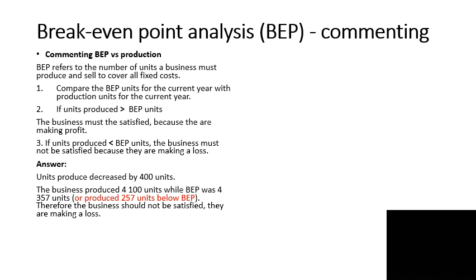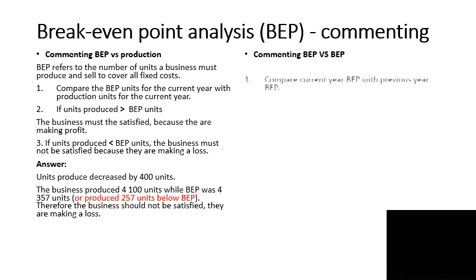The business produced 4,100 units, while break-even point was 4,357 units. Therefore, the business should not be satisfied. They are making a loss. Instead of saying they produced 4,100 and break-even point was 4,357, you can simply say the business produced 257 units below break-even point. Therefore, the business should not be satisfied. They are making a loss.